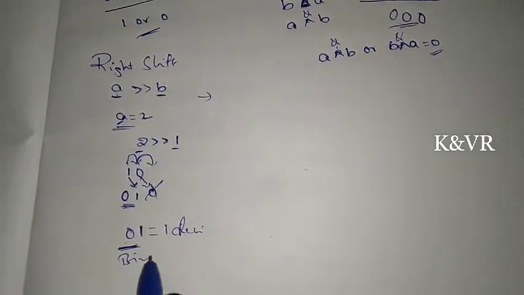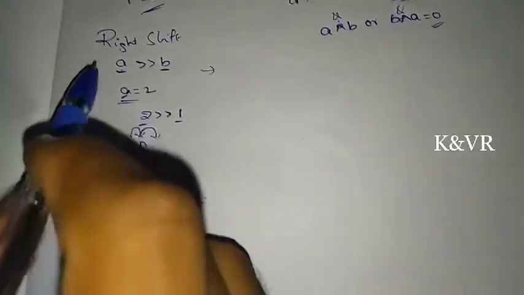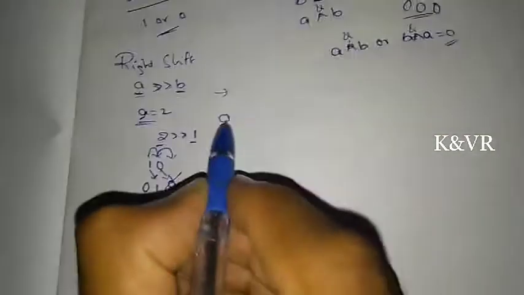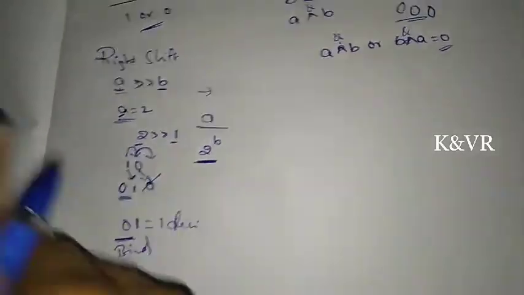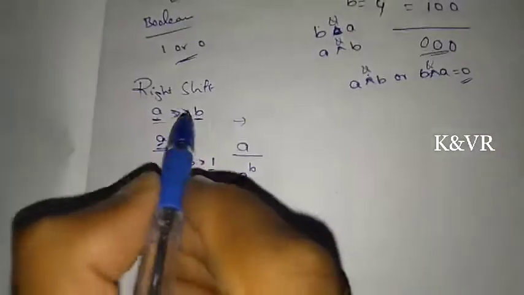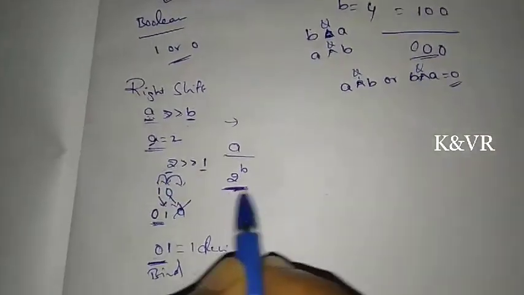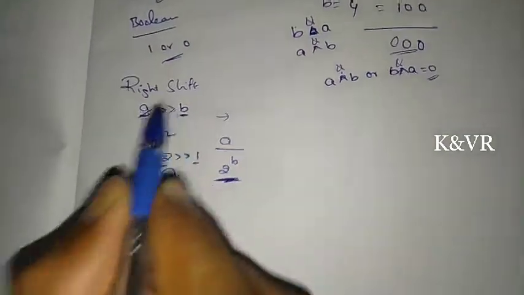This is binary format. And if we check this clearly, to calculate the value of A right shift B, when we are right shifting, the value of A will be decremented by this step. This is the formula to calculate the right shift B. This is the result we get after shifting A by B bits to the right.